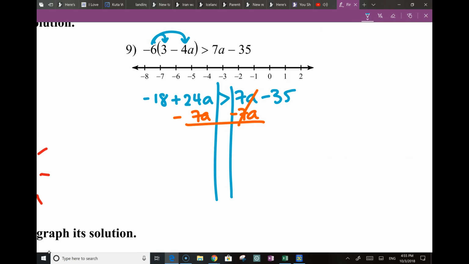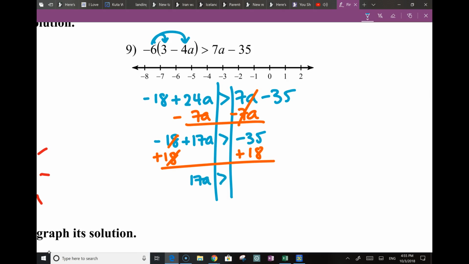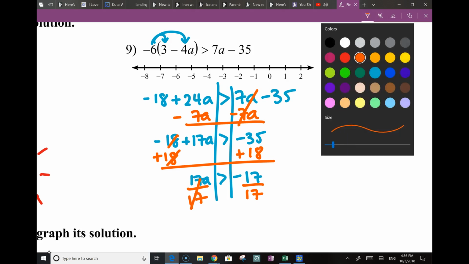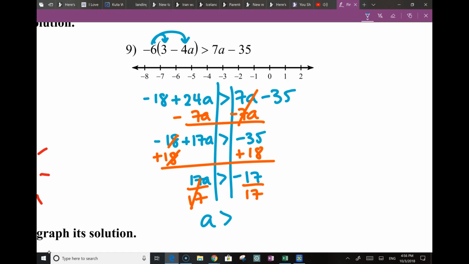And what I get is negative 18 plus 17a is greater than negative 35. Okay, then just continuing on here, I'm going to add 18, addition property. Add 18 right there. These go away. And I get 17a is greater than negative 17. Okay, now I divide by positive 17 here and there. This becomes a 1. And then I get a is greater than negative 1.